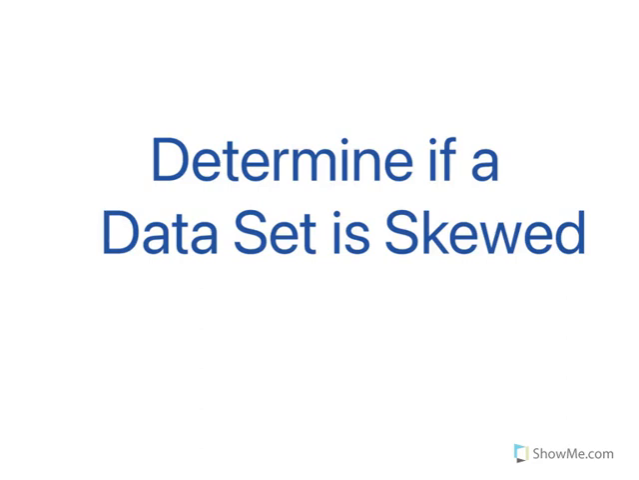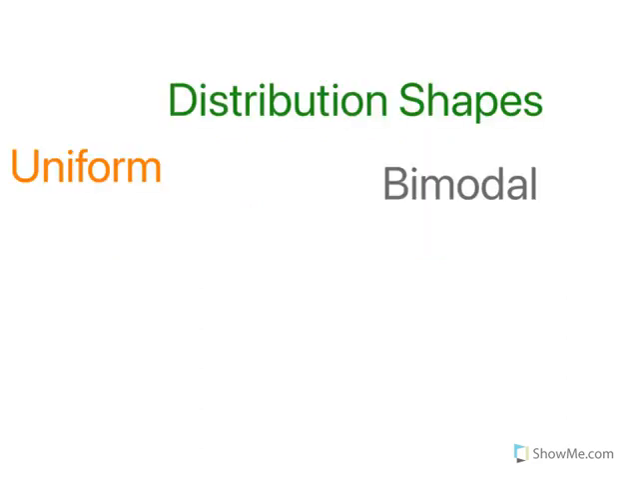Determine if a data set is skewed. Now, we have two basic distribution shapes. Actually, we have more than that. But first, the first two we're going to talk about are uniform and bimodal. And we're going to talk about these in terms of the graphs.